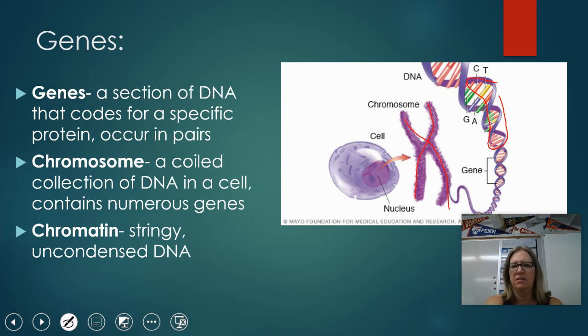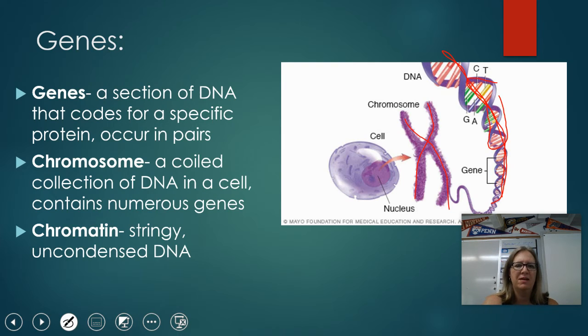The uncondensed DNA, this version right here, is very stringy. It's very thin. It's very long. That is called chromatin. Okay, that is the uncondensed DNA. That would be represented with this double helix again.